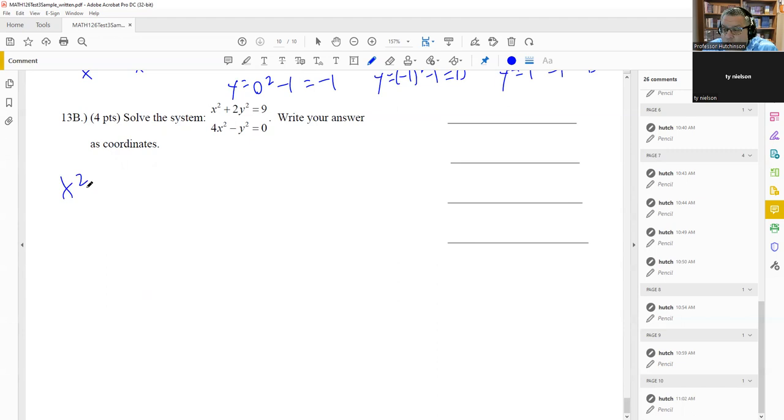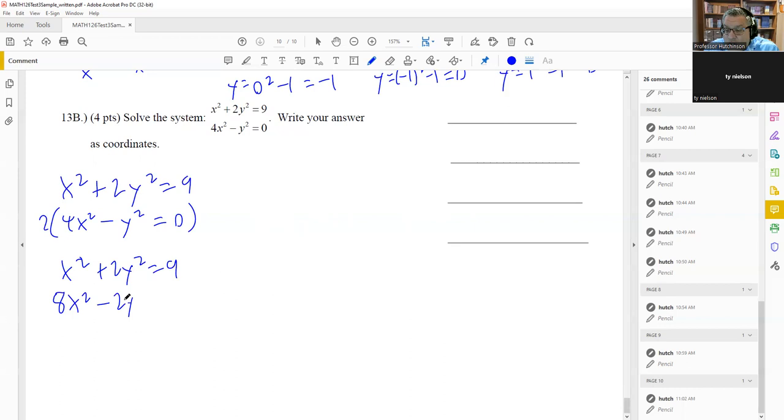Okay, so I'll set this one up here. I'm going to multiply the bottom equation by 2. So everything, both sides, we want to multiply by the 2. The top equation is going to remain the same. For the bottom equation, we have 8x squared minus 2y squared equals 0. And we're adding this together when you're using the elimination method. Add that together, and we get a 9x squared. There's nothing that's 0. When you add that together, you get a 9. Divide both sides by 9, and you get x squared equals 1.